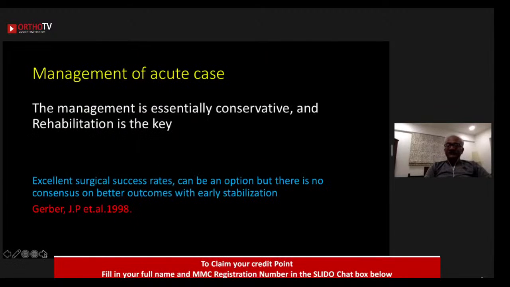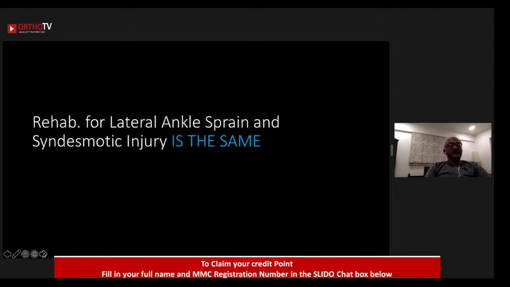So what happens to the management of these patients? The management is essentially conservative, and rehabilitation is the key. There are excellent surgical success rates when operated on earlier, but there is no consensus on early stabilization of these injuries, as outcomes of conservative as well as surgical treatments are almost the same. Rehab for lateral ankle sprain and syndesmotic injury is the same.